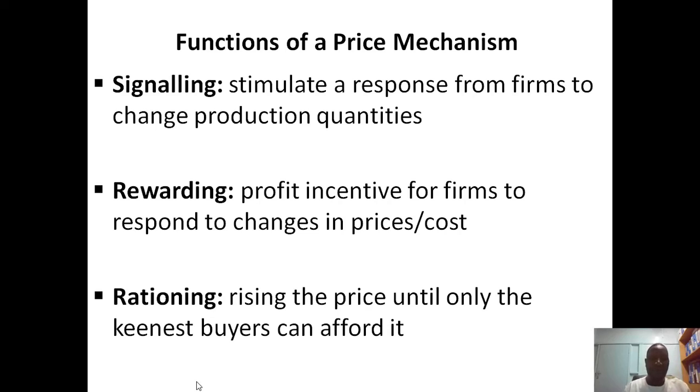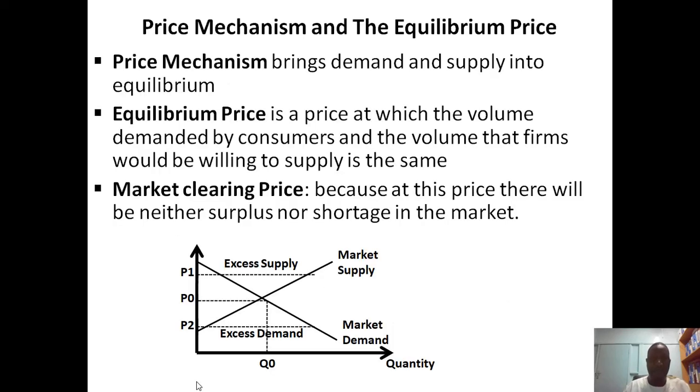Prices can also be used as a rationing factor. How do we ration the limited resources against unlimited ones? Is by charging a price to it, and the price is charged until only the keenest buyers can afford something. A good example is if I'm selling 2 phones and I've got 100 clients, how do I sell the 2 phones to 100 clients? Is by keeping on increasing the prices until I remain with 2 clients for me to be able to ration the number of phones that I have.